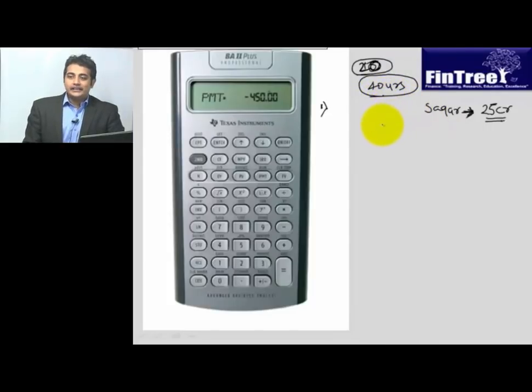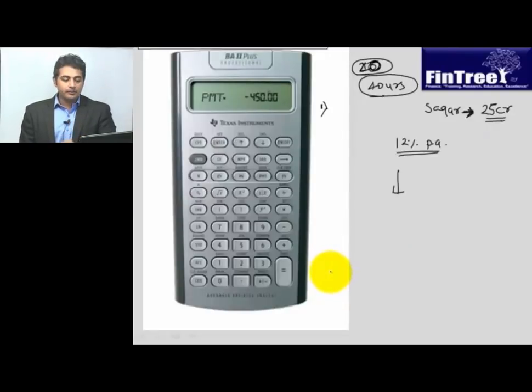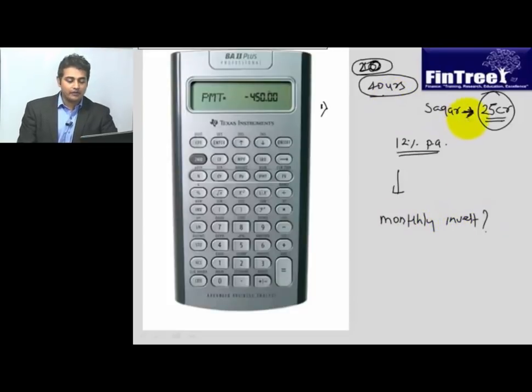He goes to a bank and the bank tells him that we are willing to offer you an interest rate of 12% per annum. Find out what is that amount that Sagar should invest every month so that 40 years from now he will have a retirement portfolio of 25 CR. Have you followed the question? Find out the monthly investment here so that after 40 years, Sagar will automatically have a retirement portfolio of 25 CR.